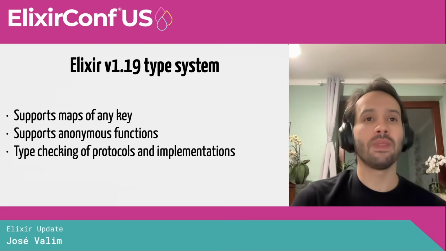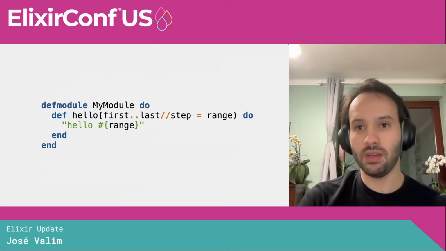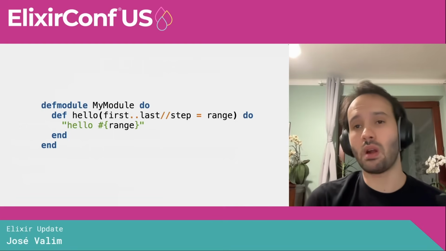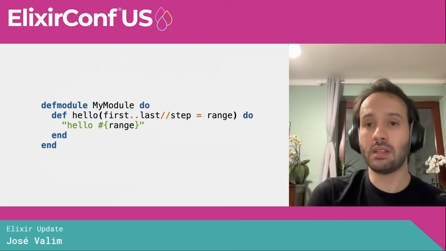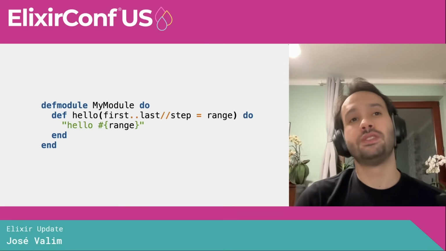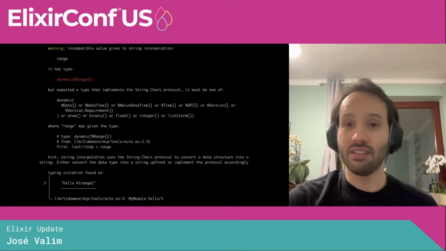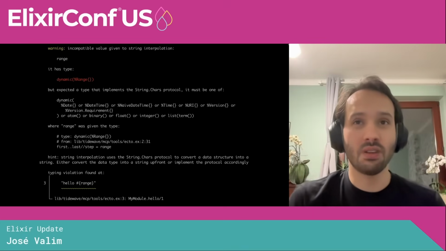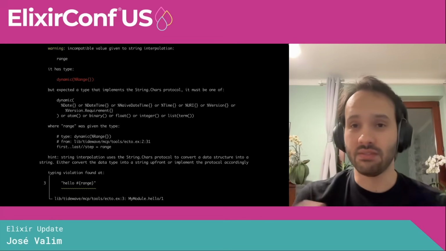So as an example, if you write this code today, we are defining a range, pattern matching on a range, and then passing it to a string interpolation. String interpolation requires the data type to implement the String.Chars protocol. So if you do this in Elixir 1.19, you're going to get a warning. And it's a very big warning because for now, everybody's learning how to use the type system, so we are erring on the side of being very precise and very clear.